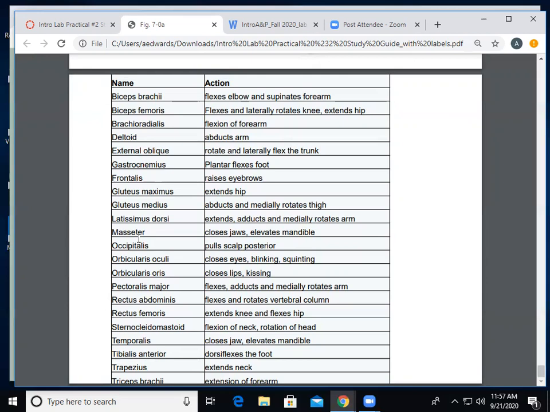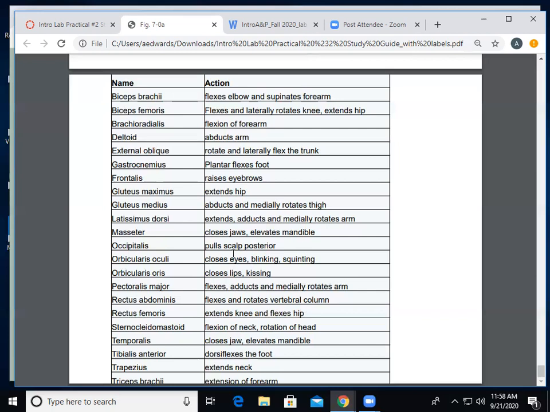All right. The masseter helps you close your jaw. Okay, it also helps you elevate your mandible, which is your lower jaw, for chewing. Occipitalis muscle actually pulls the scalp posterior, to the back. Your orbicularis oculi allows you to close your eyes, allows you to blink or to squint. Your orbicularis oris allows you to close your lips, also used during kissing.